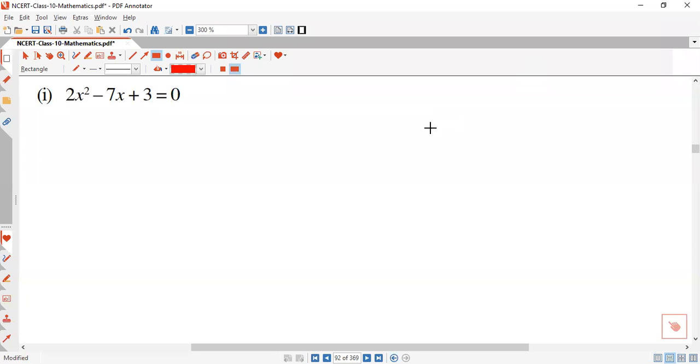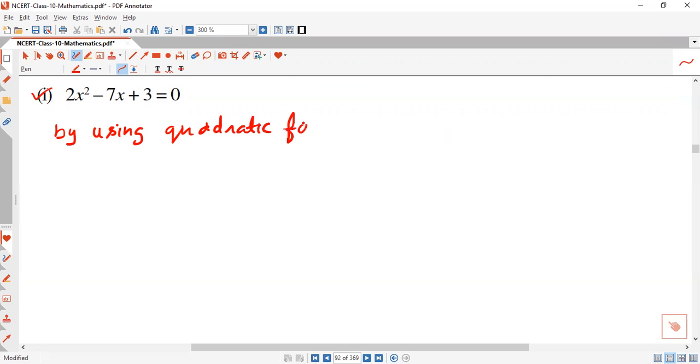Now, I'm interested to find out the roots of this equation: 2x² − 7x + 3 = 0. So let's say by using the quadratic formula.